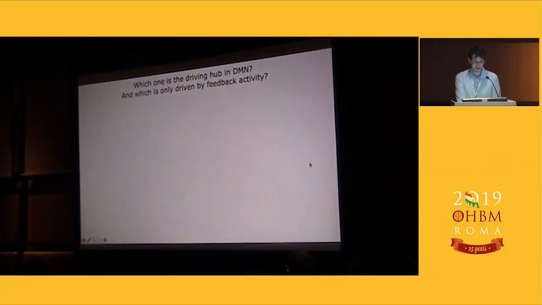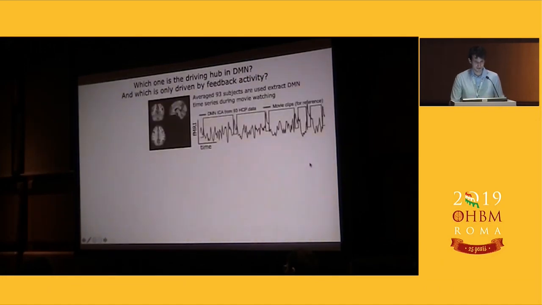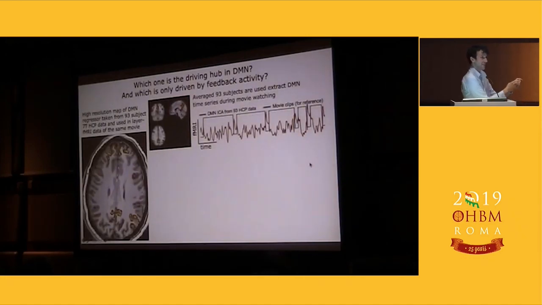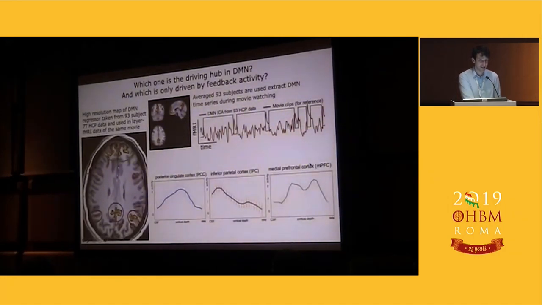Other questions that we might be able to address with this setup refer to the hubness or directionality of already described networks, such as the default mode network, where we can use the HCP data, average them, and just extract the signal time courses of the default mode network for watching these movies. Then we use these signal traces as our regressor, as our design matrix, while people watch the same movies for our high-resolution protocols. And you can see that we can nicely extract the default mode network with that and also look at the layer-dependent responses. And you see that different areas here have different layer profiles.